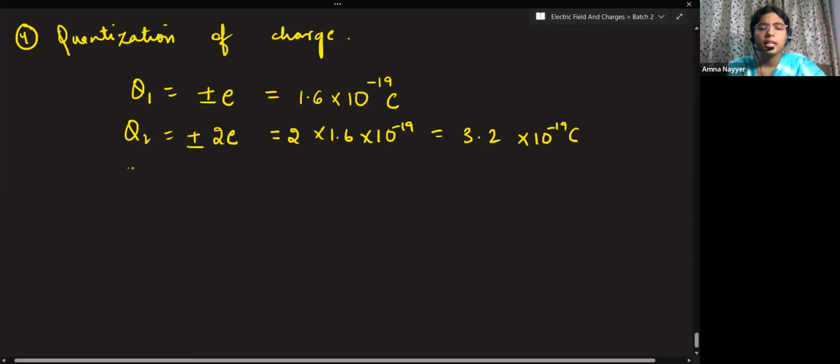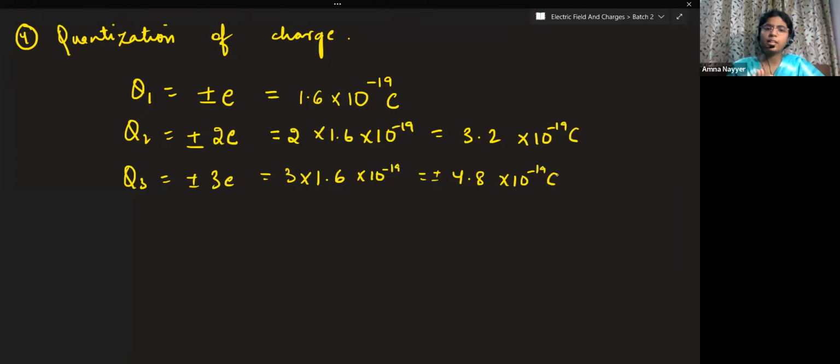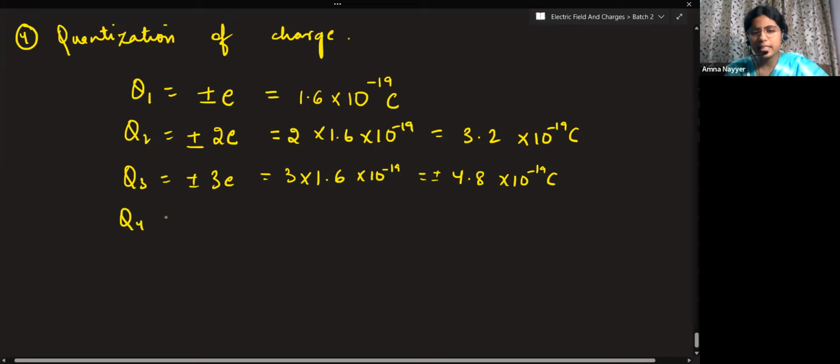Now, if I take 3 electrons with me, 3 charges, it will be simply 3 into 1.6 into 10 to the power minus 19. That becomes plus minus 4.8 into 10 to the power minus 19 coulomb. It means 3 electrons are present till now. For 1 I have taken, for 2 I have taken, now for 3 I have taken. Let's take one more.